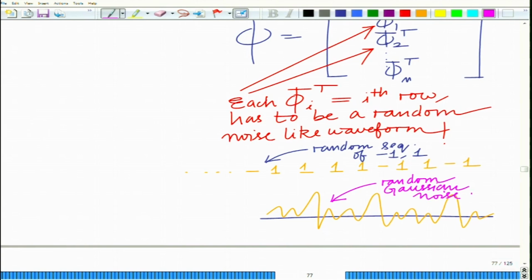So, each row, that is the ith row phi i bar transpose of the sensing matrix phi, has to look purely like noise. The matrix phi cannot look like an identity matrix, with 1 followed by zeros. These rows have to look like independent realizations of noise waveforms. And thereby, when you are making the measurements, you are taking the projections of the signal on these noise like waveforms.